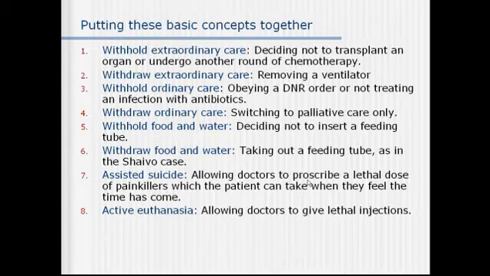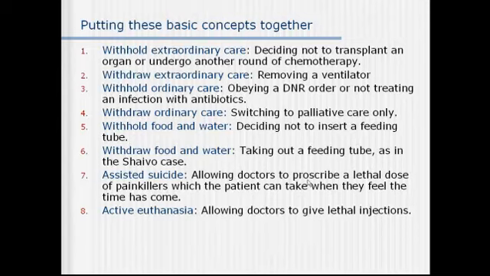We can actually put all of these concepts together and essentially rank them from the most passive to the most active. So the most passive thing to do would be to withhold extraordinary care. This would be something like deciding not to undergo another round of chemotherapy. This is the sort of thing that nearly everyone agrees is legitimate. And in the end, most people facing a long, slow decline will at some point have to say, no, I don't want to take this extraordinary measure to extend my life.